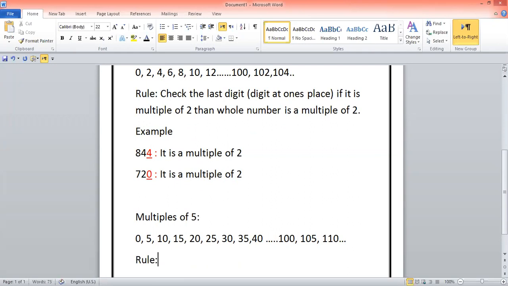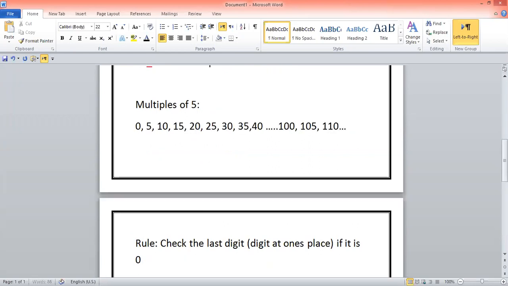What is the rule? Check the last digit or digit at ones place. If it is 0 or 5, then the whole number is a multiple of 5.